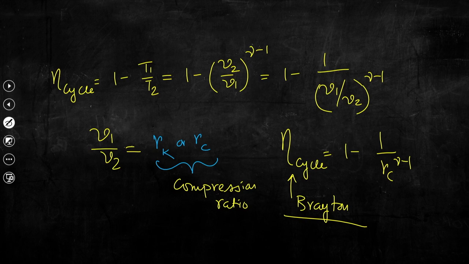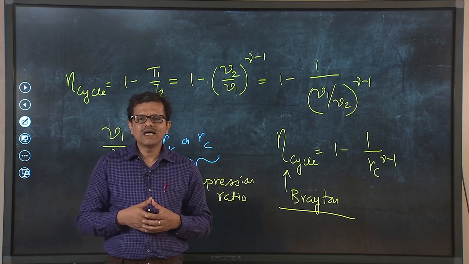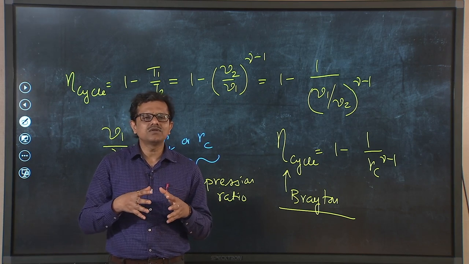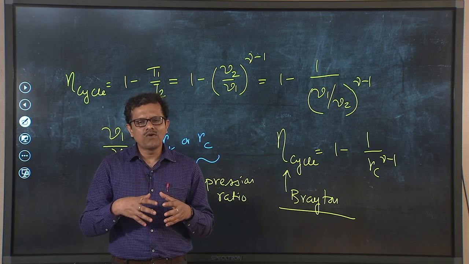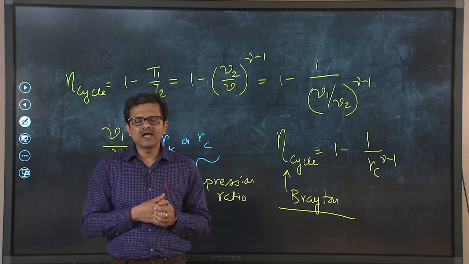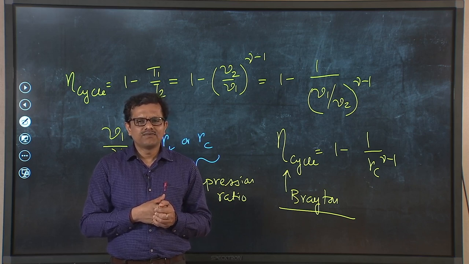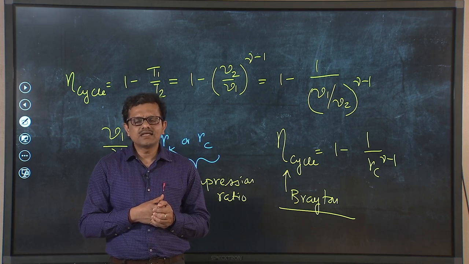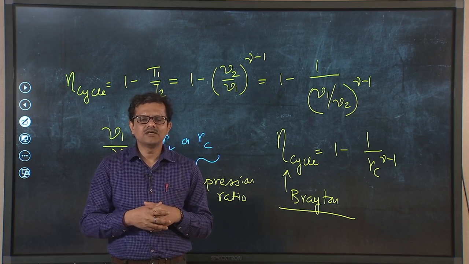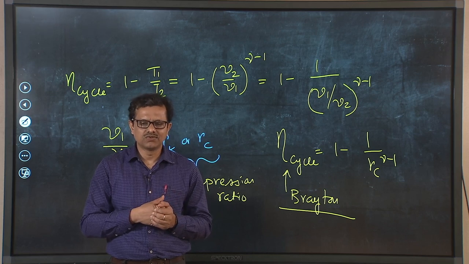To summarize today's discussion, we have discussed the gas turbine unit, we have classified the gas turbine units, and then we have discussed the operation of both open cycle and closed cycle gas turbine units. Then we defined the isentropic efficiency of both compressor and turbine, and finally, we established the cycle efficiency and expressed it both in terms of pressure ratio and compression ratio.